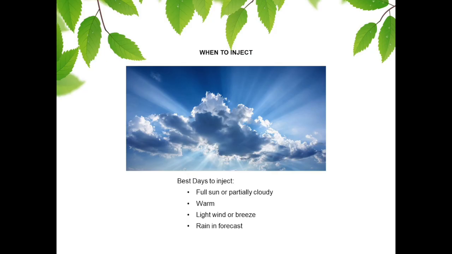When to inject. The first 4 conditions: full sun or partially cloudy, warm, light wind or breeze, rain in forecast. These weather conditions will directly impact the ability of the tree to take up the material and the time it takes to complete an application. Good soil moisture before and after an injection will impact the ability of the tree to translocate the material throughout the tree. Rainfall won't wash this application away. If rain is in the forecast, watering after treatment may not be necessary.